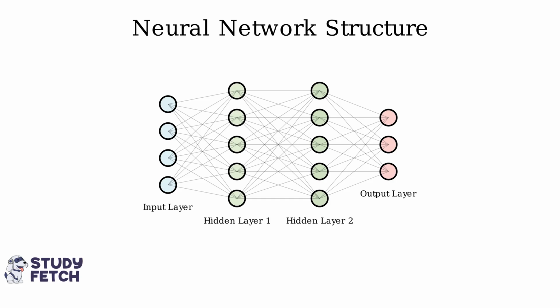These layers are connected by pathways that transmit signals from one neuron to another. The more hidden layers a network has, the deeper it is.